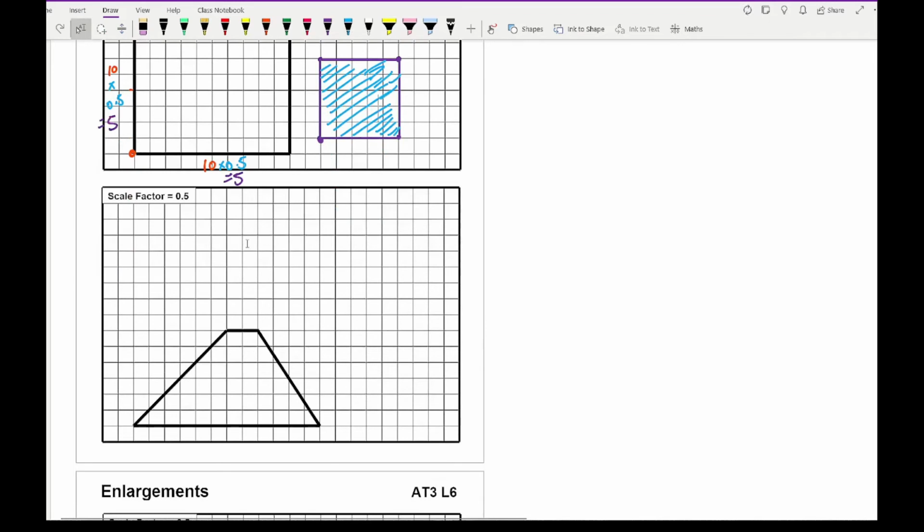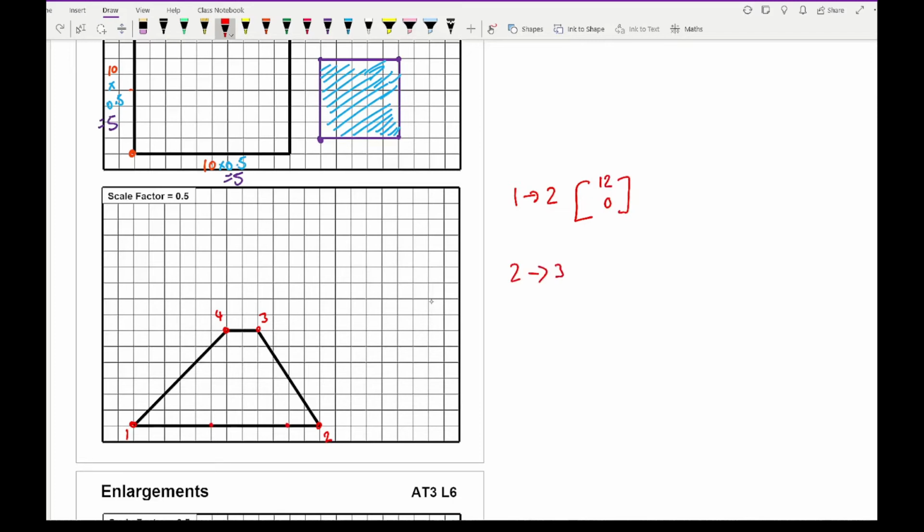Looking at this one again, a little bit more complicated because again we've got diagonal lines, but the principle is still exactly the same. So again, I'm going to mark my vertices. So if I just do 1, 2, 3, 4. To go from 1 to 2, I'm just counting the squares, that's 12, 0.